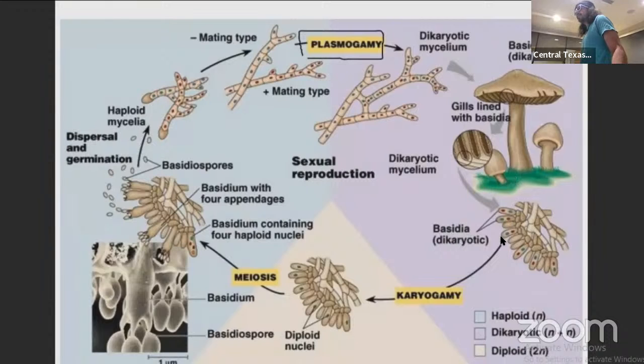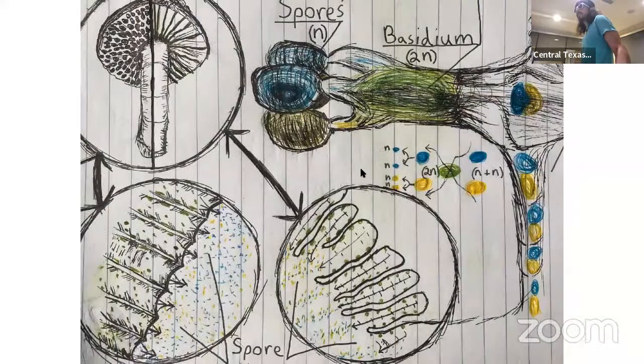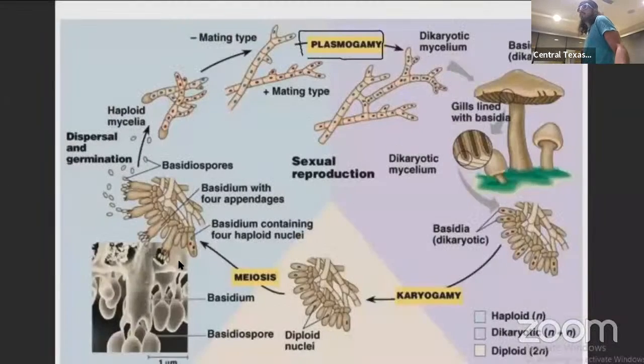Then the zygote in the basidia will fuse its nuclei, and they undergo one round of meiosis to split into two daughter cells. Then they undergo a second round of meiosis to make four genetically distinct offspring. And then from those, you get spores. That's how it works. You start all over.